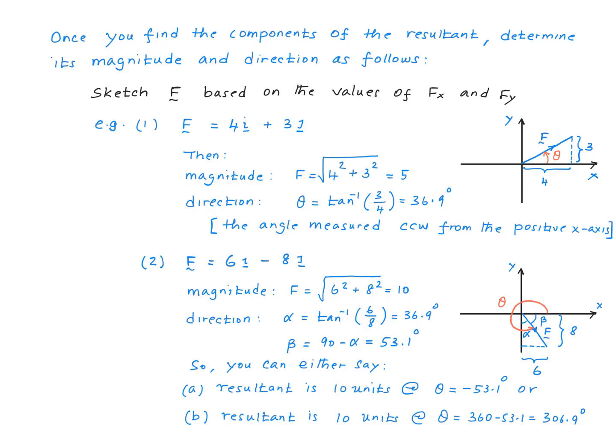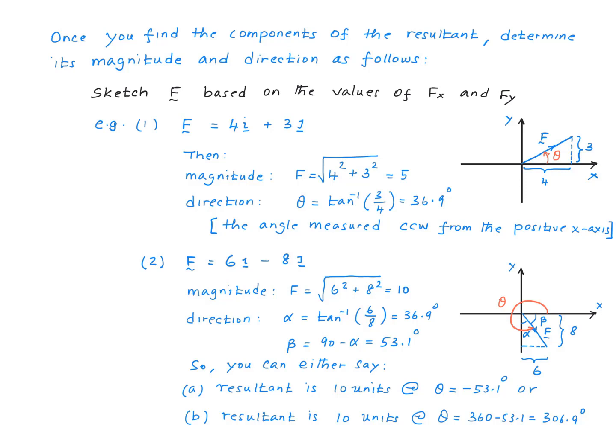Let's look at this example. Example number 2. F is 6i minus 8j. Now you want to sketch this vector, keeping in mind that it has a positive x component and a negative y component, right? So you can see the vector plots in the fourth quadrant. Now considering this right triangle, this distance is 6, which is the x component, and this distance is 8, which is the absolute value of the y component, right? So the magnitude, which is the length of the vector, is once again by the Pythagorean theorem, the square root of 6 squared plus 8 squared. We get a value of 10 for that.